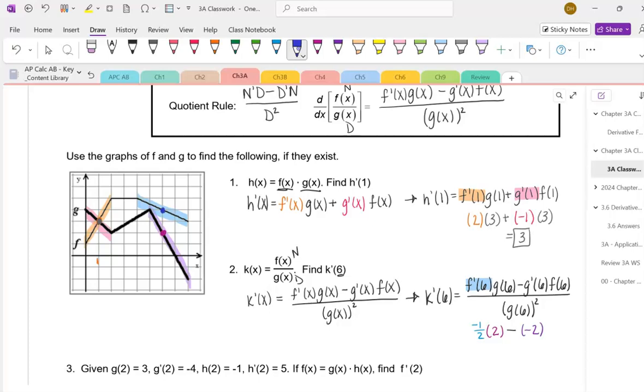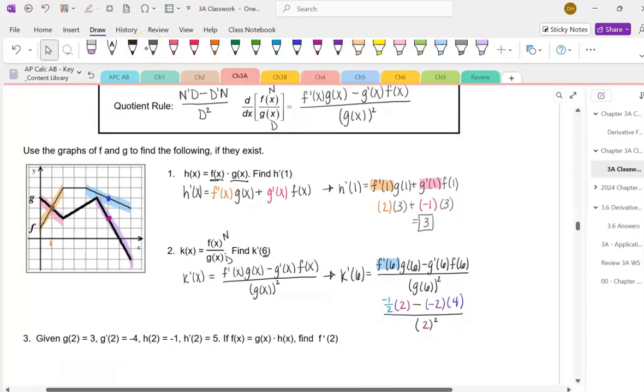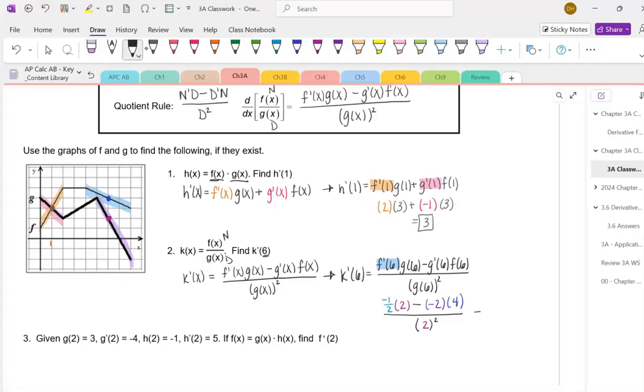And that's the skinnier line, and it looks like we're at 1, 2, 3, 4. So I'm going to multiply it by 4, and then all over g of 6, which is 2, that we have to square. And it looks like our answer is going to be negative 1 plus 8 divided by 4, which is 7 over 4 is our final answer.